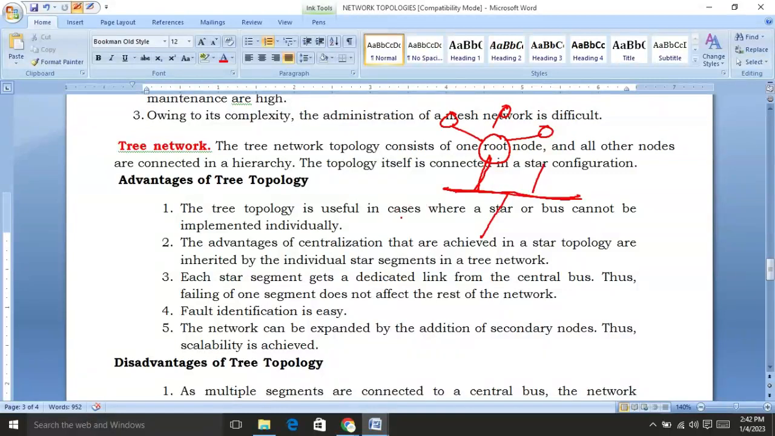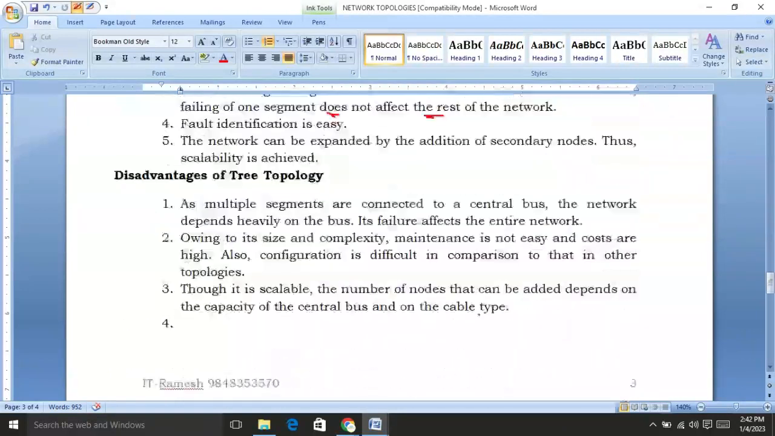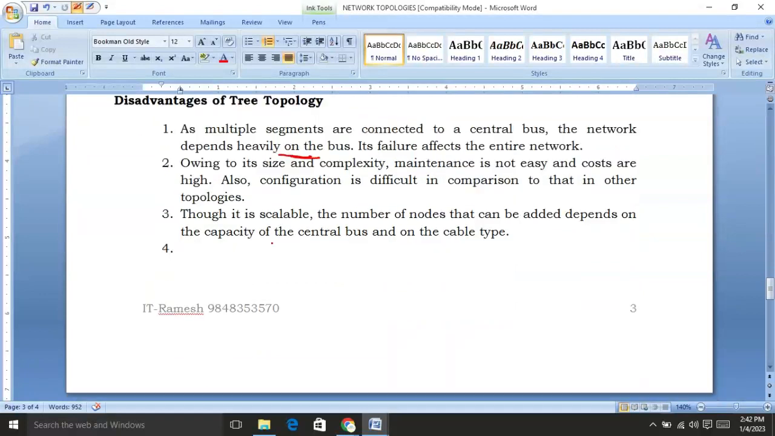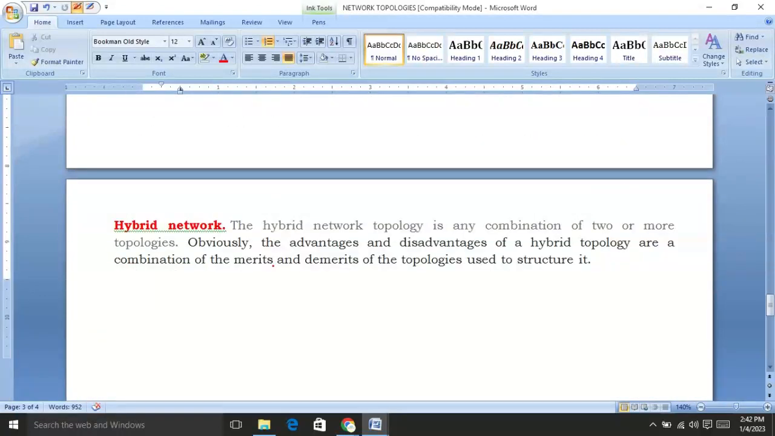The tree topology is useful where the star and bus cannot be implemented directly, right? Each end segment is a dedicated link from the central bus. Thus failing of one segment does not affect the rest of the network. The network can be expanded by additional secondary nodes. The disadvantage is that multiple segments are connected to the central bus. Suppose the central bus fails, like in the bus topology, the tree topology also fails.